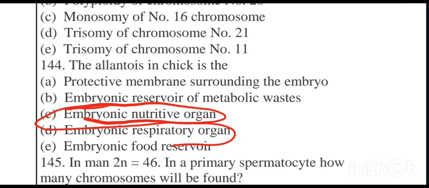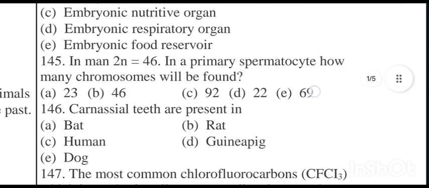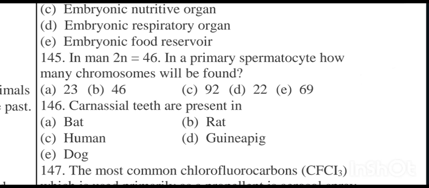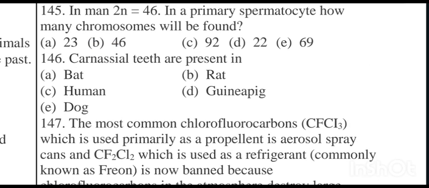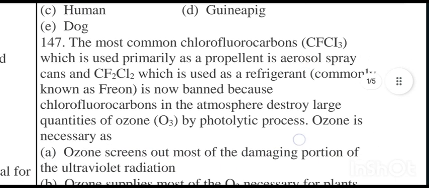Next question is, in man 2n equal to 46, in primary spermatocyte how many chromosomes will be found? So the right answer is 46. Next, carnassial teeth are present in dog.